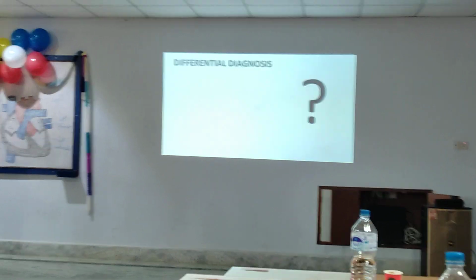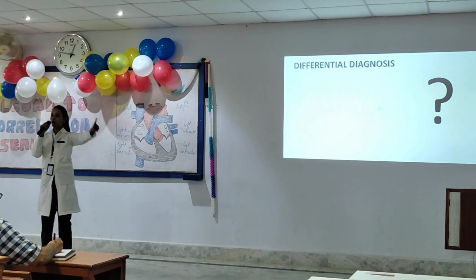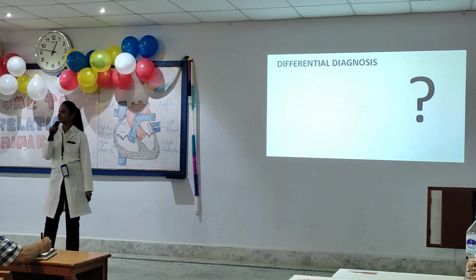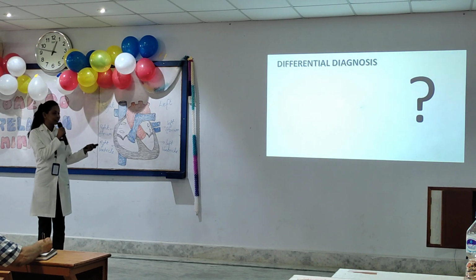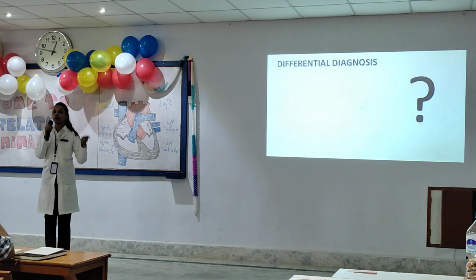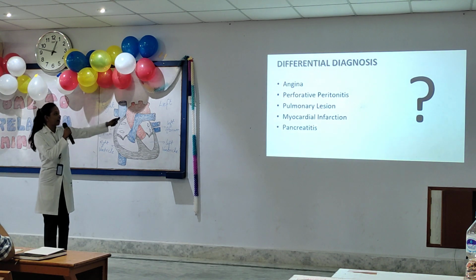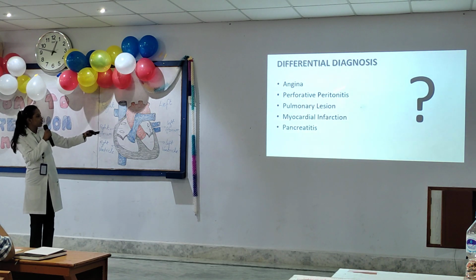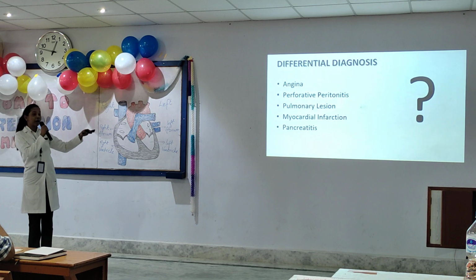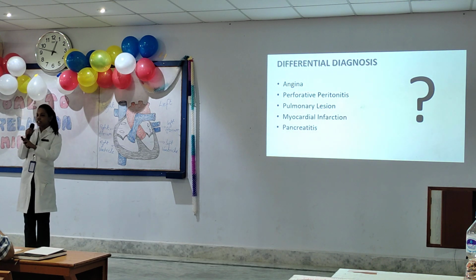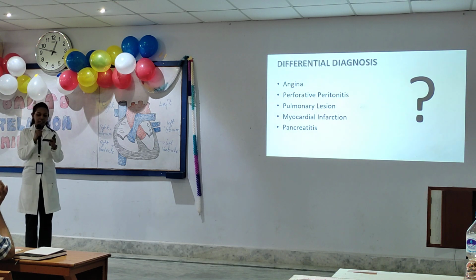Now for the differential diagnosis, can anyone among the audience tell what can be the differential diagnosis? Alright. And something else? So we have this, for the differential diagnosis, it may be angina, perforated peritonitis, pulmonary lesion, myocardial infarction, or it may be pancreatitis. Now for the provisional diagnosis, let's get into the topic.